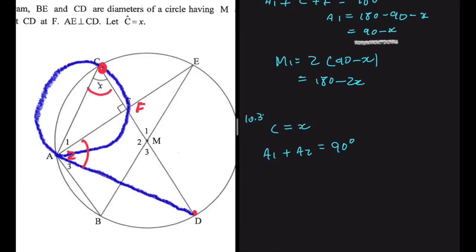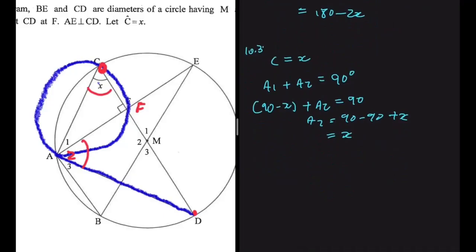90 minus X. So we're going to have 90 minus X plus A2 being equal to 90. So A2 is equal to 90 minus 90 plus X. It's easy to see that A2 is equal to X. So since C is equal to X and A2 is also equal to X, we can go ahead and conclude that AD is indeed a tangent, right, to that circle that is going through ACF.